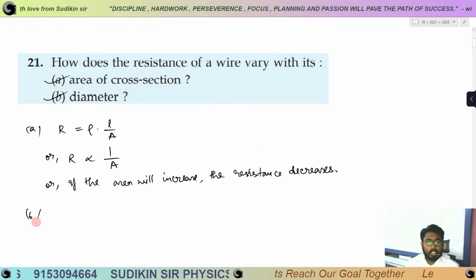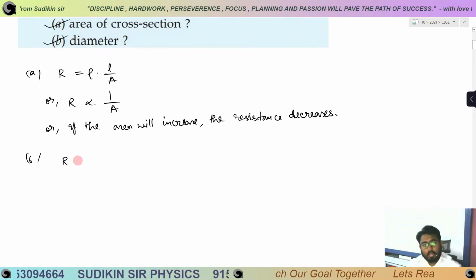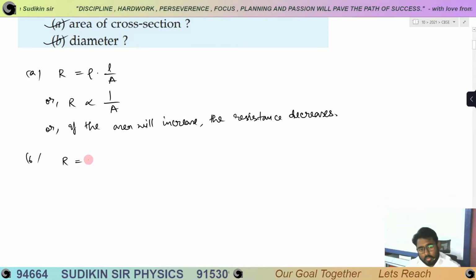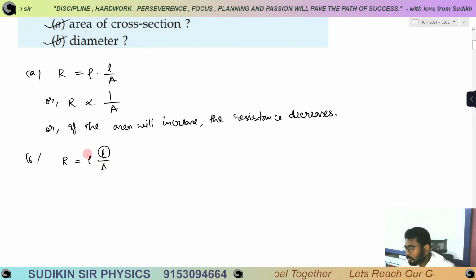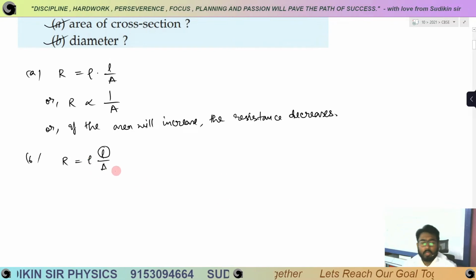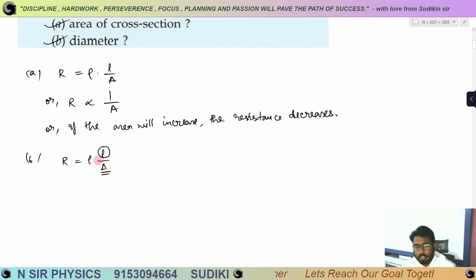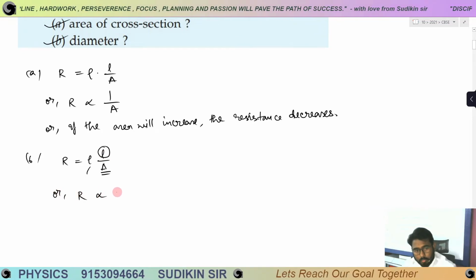The B part is asking how it will depend on diameter. See, R equals rho L by A. Now diameter does not affect the length of the wire, right? Does diameter affect the length of the wire? No. That means it will only depend on the area. Resistivity is a constant, so in this case also R is proportional to 1 by A.